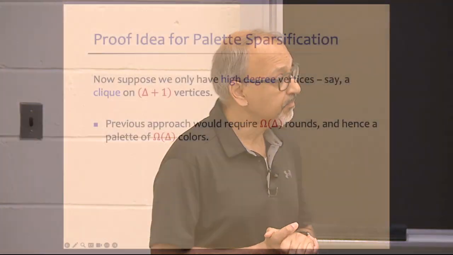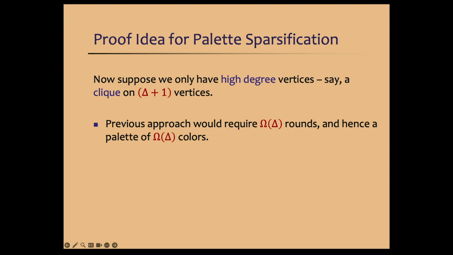Okay, so let's look at a more interesting example then. Now consider the other end of the spectrum, where you have only high degree vertices. And in particular, let's imagine we have a clique on Δ+1 vertices. If you did the previous approach, you're going to end up needing omega delta rounds, right? Think about a vertex which is getting colored at the very end. There are delta colors present in its neighborhood. There is only a unique color that it can sample and succeed. The probability it's going to sample that looks like 1 over delta. So you're going to need omega delta rounds, and hence a palette of omega delta colors if you perform this experiment here.